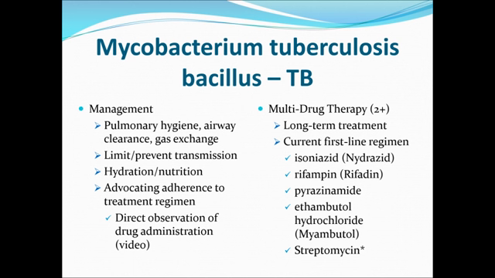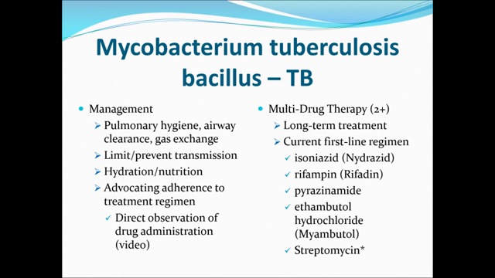So managing TB, again, we go back to our general interventions. Pulmonary hygiene, we're trying to maintain the airway clearance, we're promoting gas exchange. A big piece of what we're going to do is limit and prevent transmission. Okay? We really do not want this spreading to other people. Hydration, nutrition is very important. And the other key piece is really advocating and ensuring adherence to the treatment regimen.